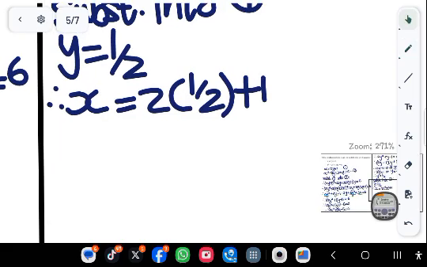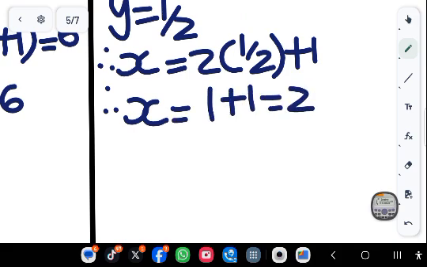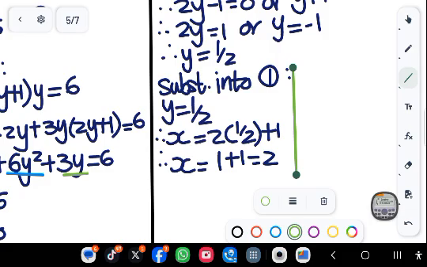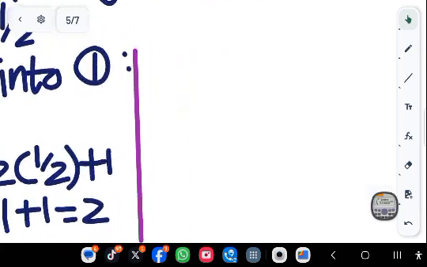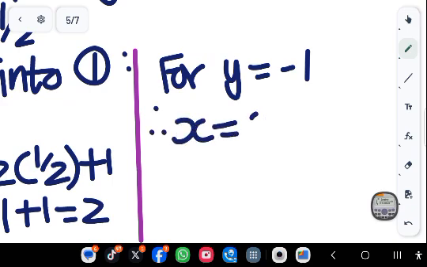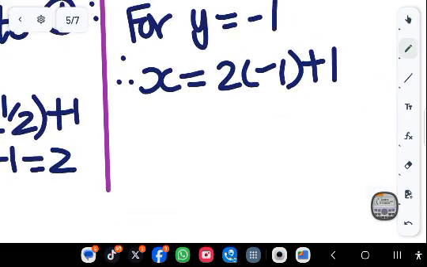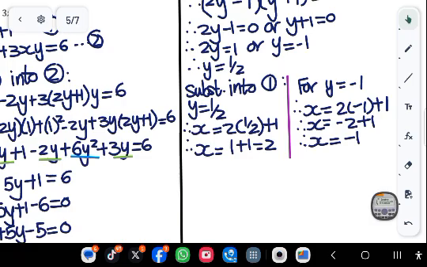And that gives us 1 plus 1, which is equal to 2. All right, and the other one, let's set y equals -1. For y equals -1, x equals 2 times -1 plus 1. And that gives us -2 plus 1. x equals -1. All right, you can check.